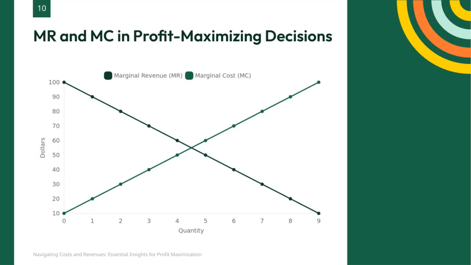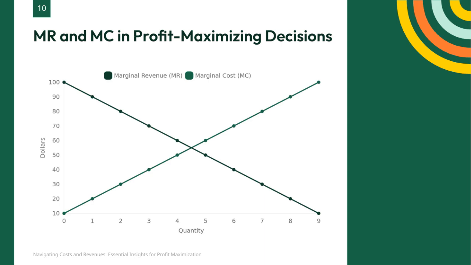Here we see the relationship between marginal revenue and marginal cost as we vary the quantity produced. The marginal revenue curve starts high and decreases steadily as quantity increases, reflecting how selling additional units brings in less revenue over time. On the other hand, marginal cost rises with each additional unit, indicating that producing more becomes increasingly expensive. The key point here is the profit-maximizing output, which occurs where these two curves intersect.